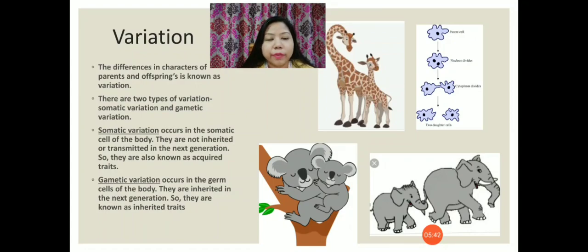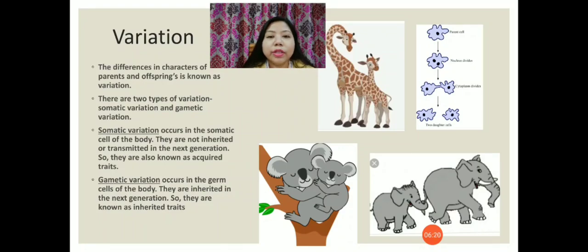Now, what is variation? Variation is the difference in characteristics of parents and offspring. So there are similar characteristics, but still there are some differences, by which we are able to differentiate between the parent and the offspring. There are two types of variation. One is somatic variation and another is gametic variation. What is somatic variation? Somatic variation occurs in the somatic cells of the body. They are not inherited or transmitted to the next generation. So they are also known as acquired traits.